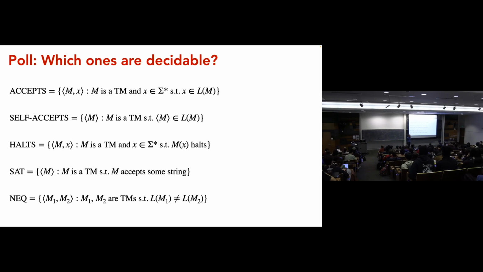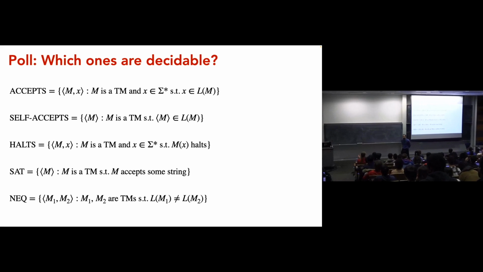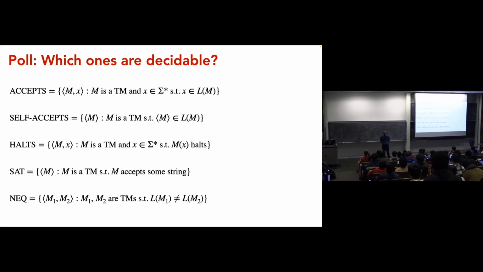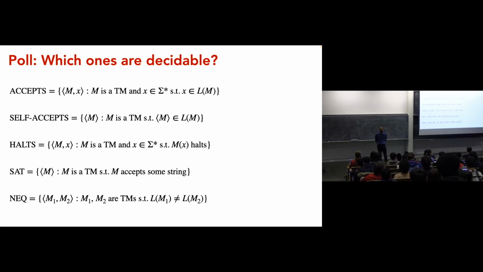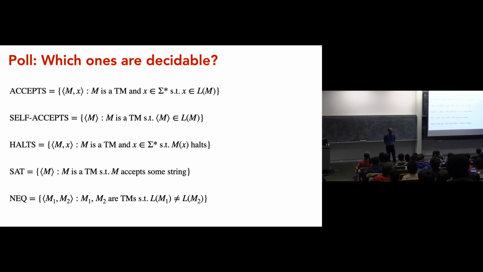Let's say we're trying to decide accepts. What's the one natural way to go about it? When it was a DFA, what did we do? Accepts DFA. How did we decide accepts DFA? Can anyone remind me? Yeah. We just simulated the DFA on the string X, and we saw whether it accepts or not. Good. So does this work with Turing machines?